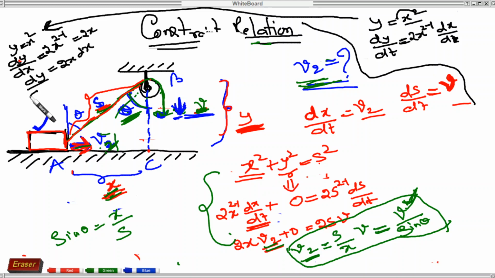Now divide both sides by dt. So it will become the same thing. There is no need to panic about why I wrote dy over dt here all of a sudden. You can see it becomes like this. Both are the same.